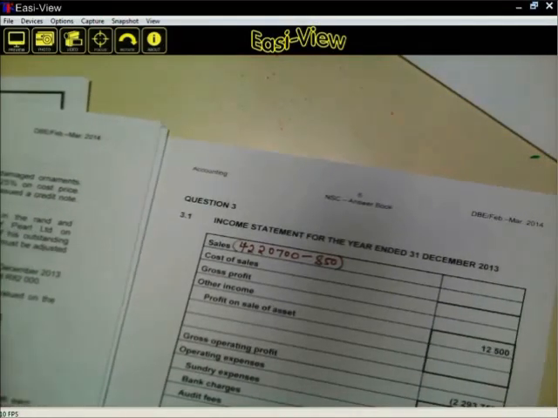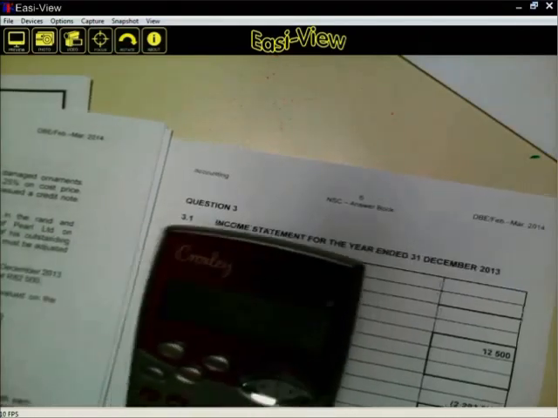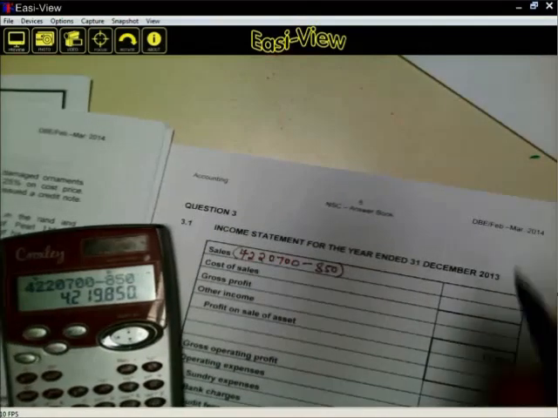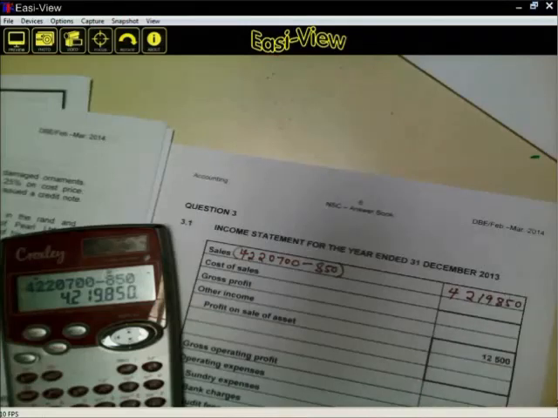Therefore, how much do we have? We have 4,220,700 minus 850. Then we'll be having 4,219,850. That is our sales.